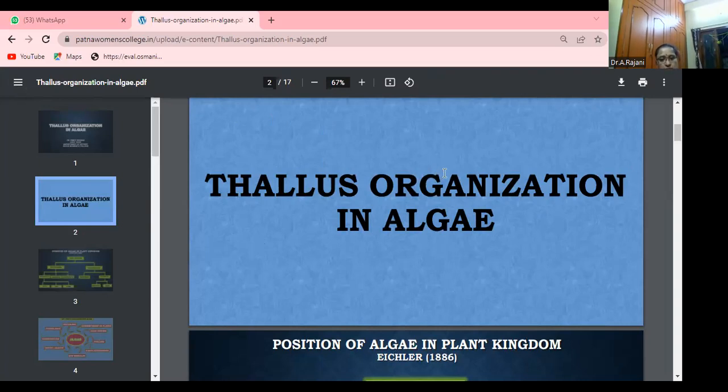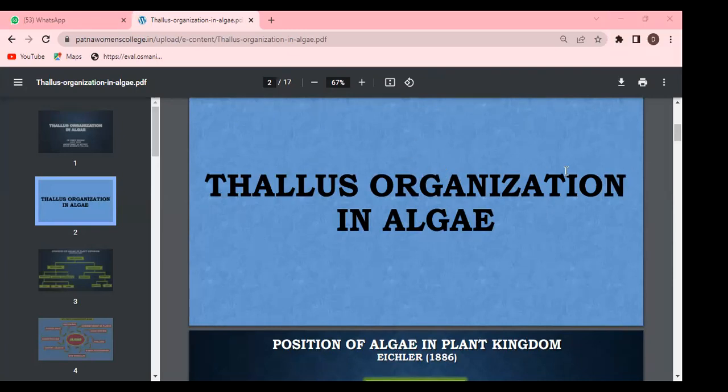In yesterday's class, I explained what algae is, what the study of algae is, and what characters are important for the identification of algae. Now today I will explain what the thallus is. The plant body of algae is called thallus. The definition of thallus: a plant body undifferentiated into root, shoot, and leaf system is called thallus.